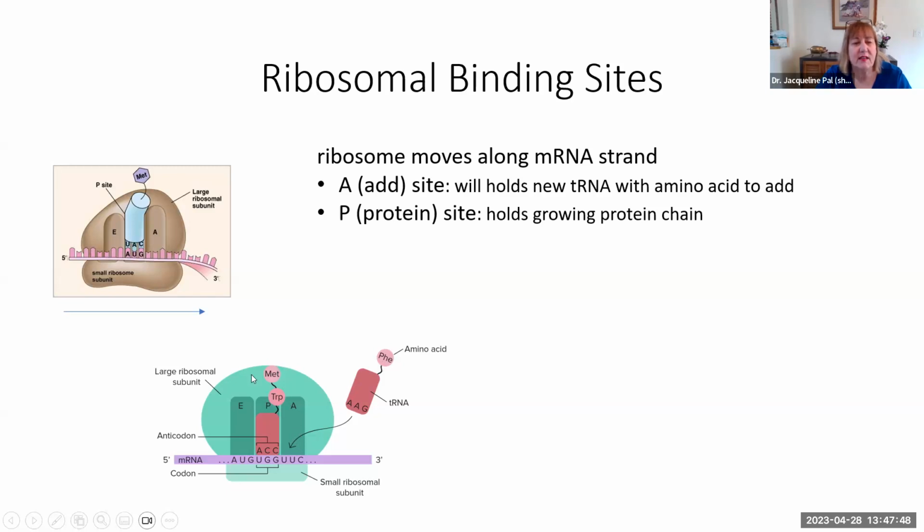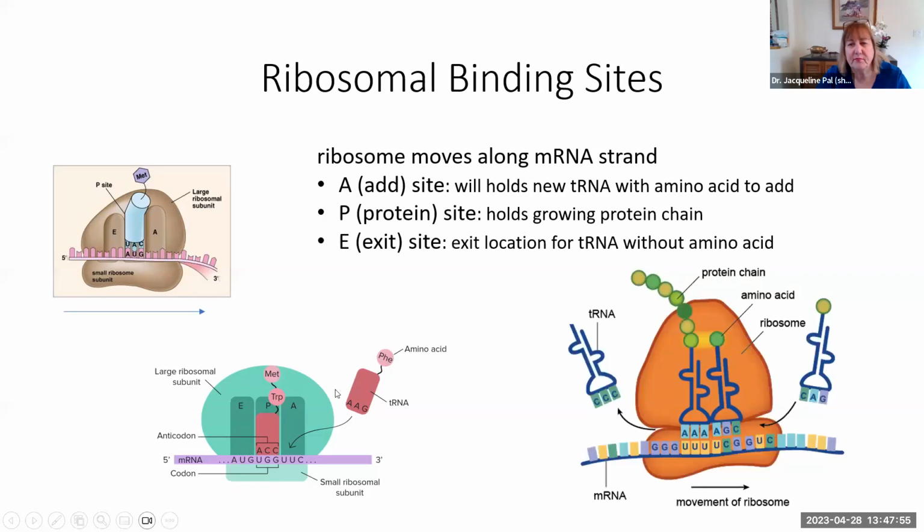And then what's going to happen is this part of the protein chain is going to come off of the transfer RNA and attach to the new transfer RNA. And then once this one has lost its protein, it's going to shift over into that third E site. So think the A site is for adding a new transfer RNA. The P site is where the protein is, and the E is the exit site.